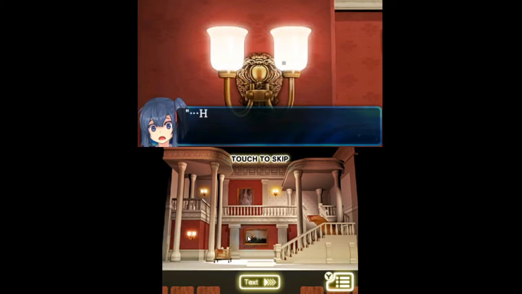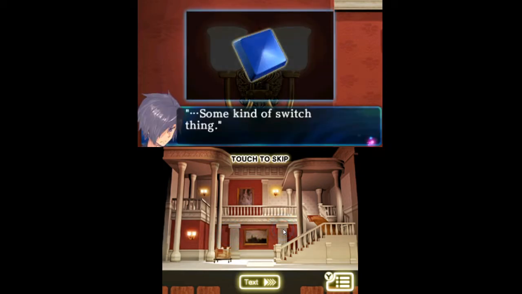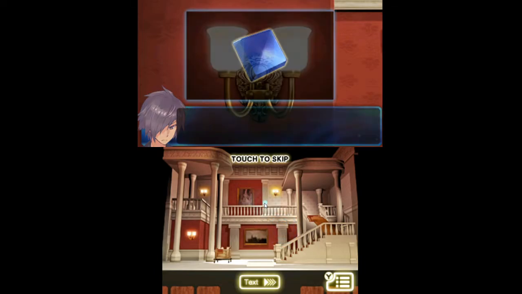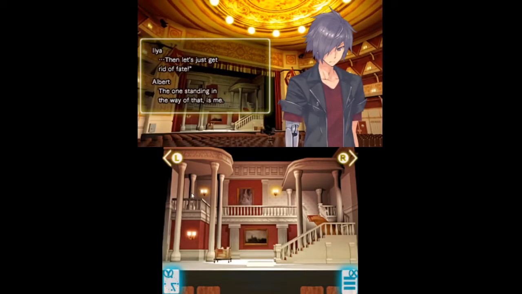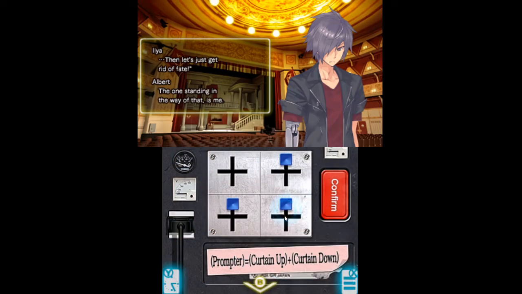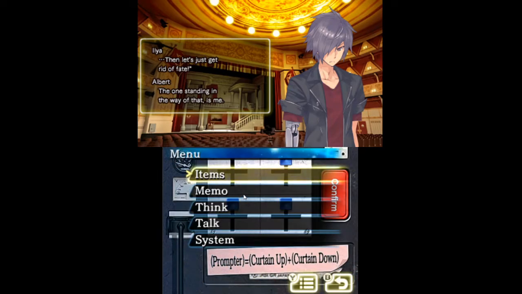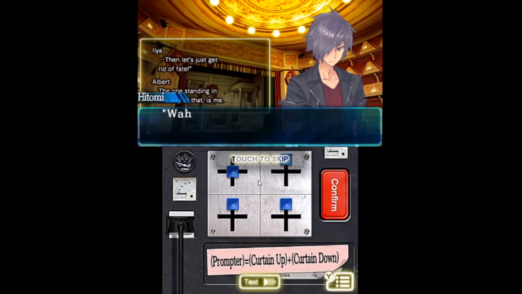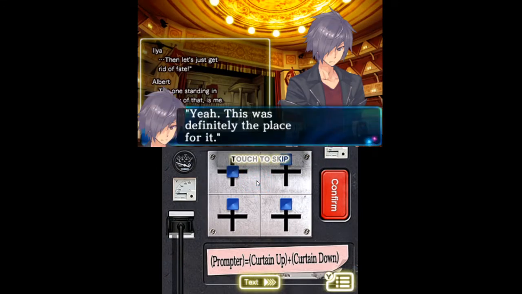Connected. Eh? What's with that? Oh, there's... What's with that small dark spot? Is it a bug? No, that's not a bug. This is some kind of switch thing. 啊，这居然被我找到了。I feel like I know where this goes. Let's take it with us. 这样就可以上上下下了，这样应该就可以了。把那个装上。Curtain up and curtain down，其实我也不确定，这是猜的。To use. Perfect fit. Yeah, this was definitely the place for it.